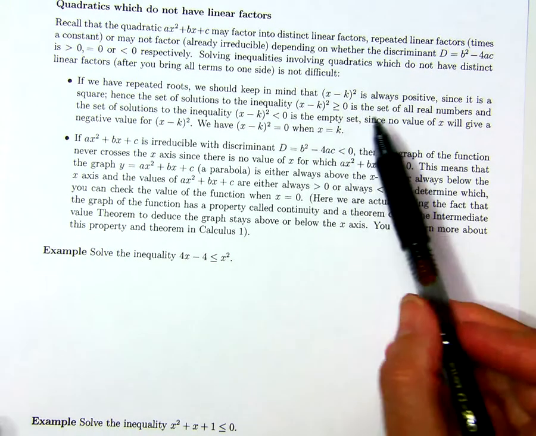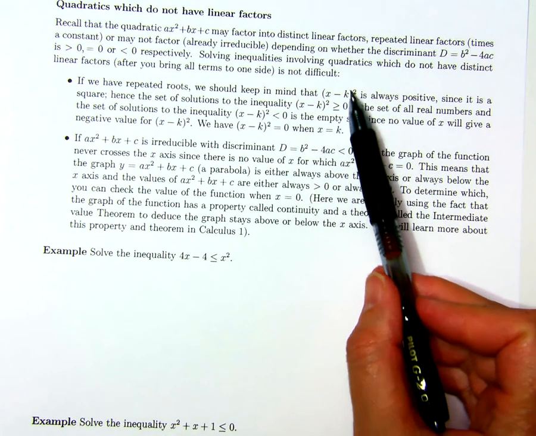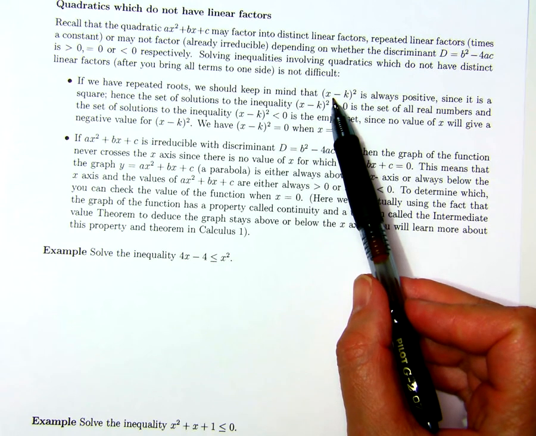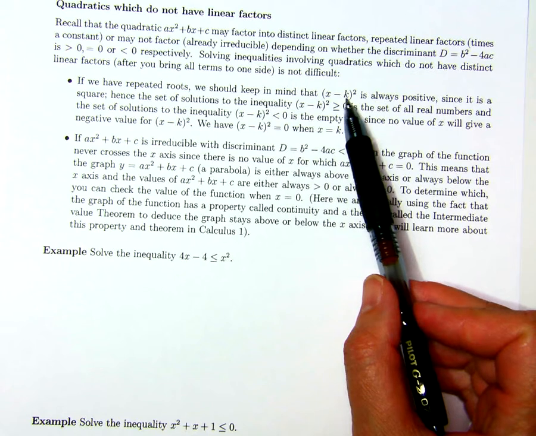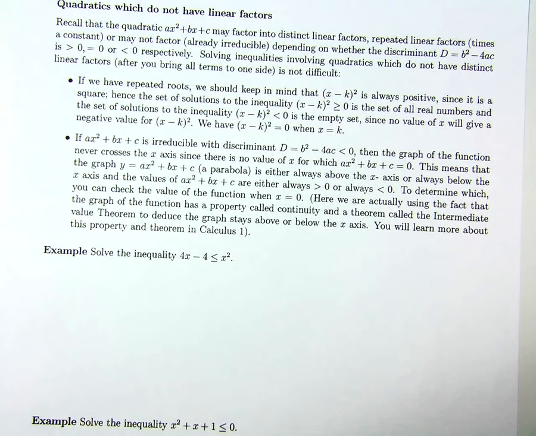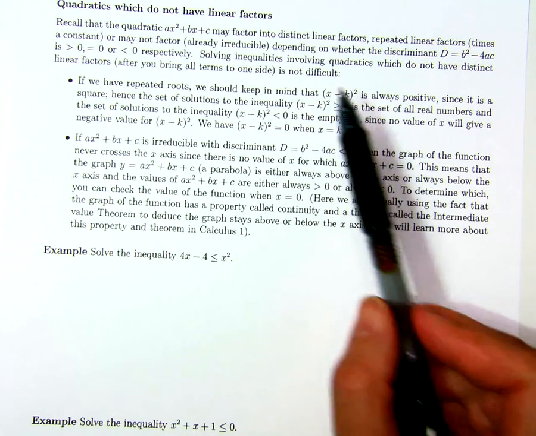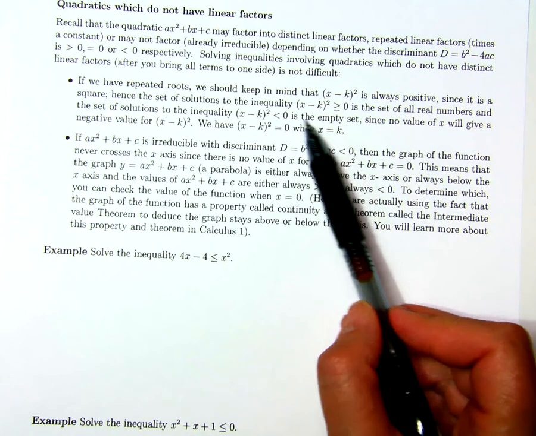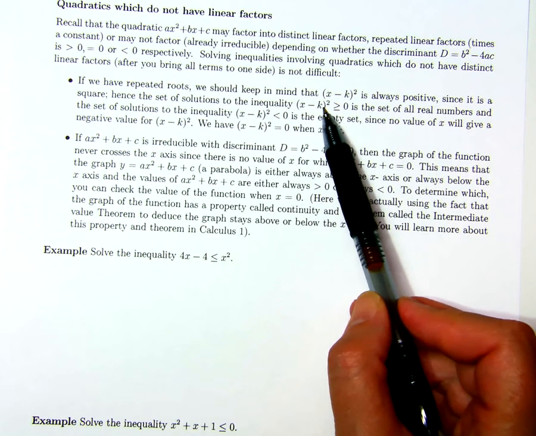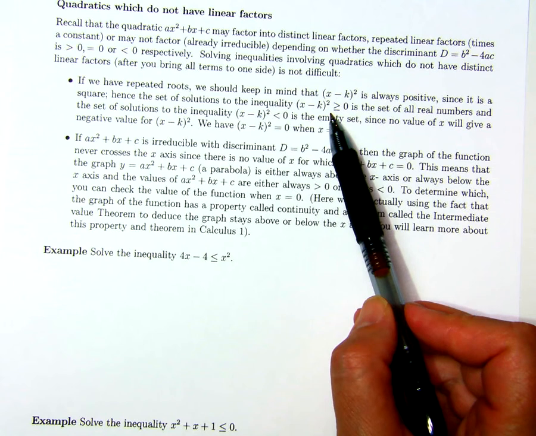The first situation is when we have a repeated factor and we have either x minus k squared, or a constant times x minus k squared on the left hand side, and we want to decide where it's positive and where it's negative. And the way to solve this is to keep in mind that x minus k squared is always positive.